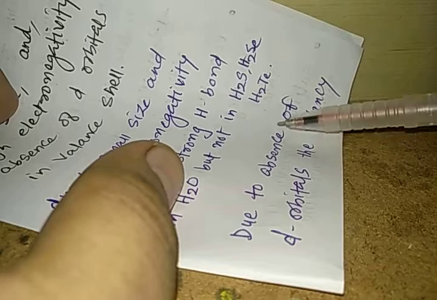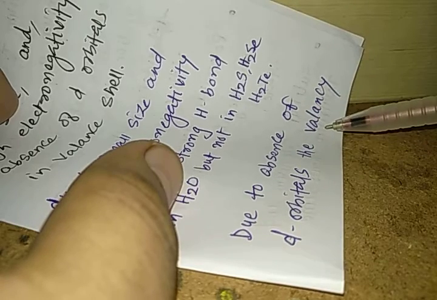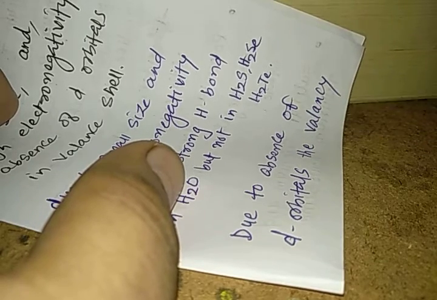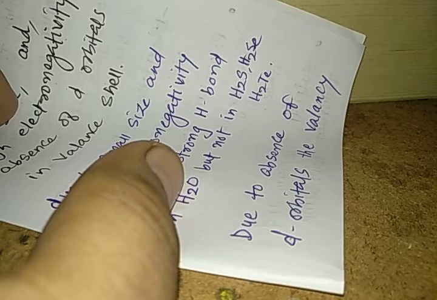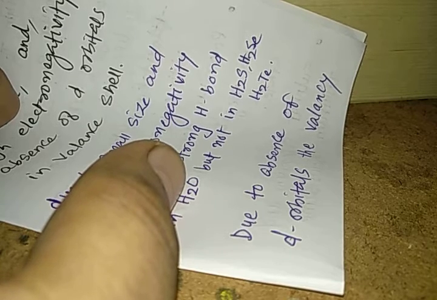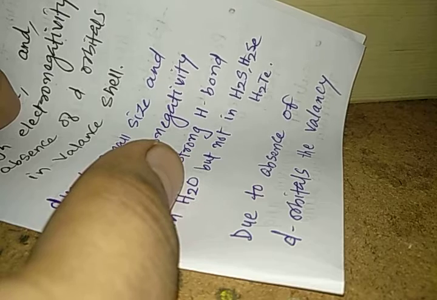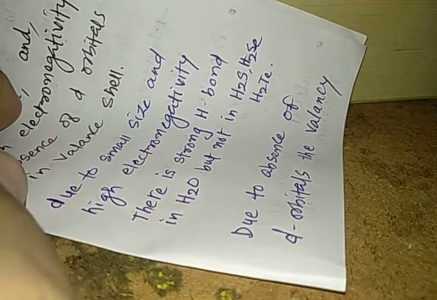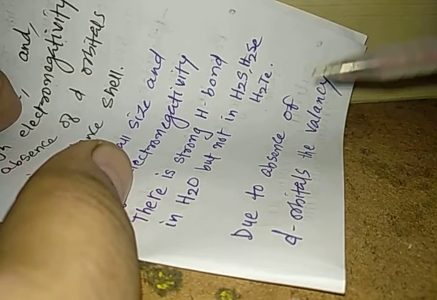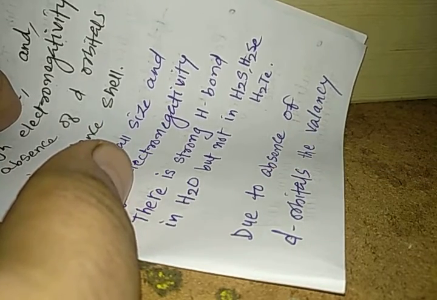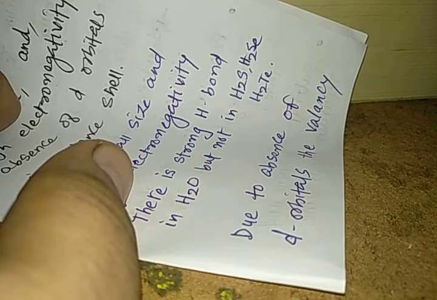Due to absence of d orbitals, the valency of oxygen is limited to 2 only, or at maximum it can go up to 4, but practically the valency of oxygen is seen up to 2 only. But those elements which have vacant d orbitals can extend their valency, even more than 4, while the valency of oxygen is limited.